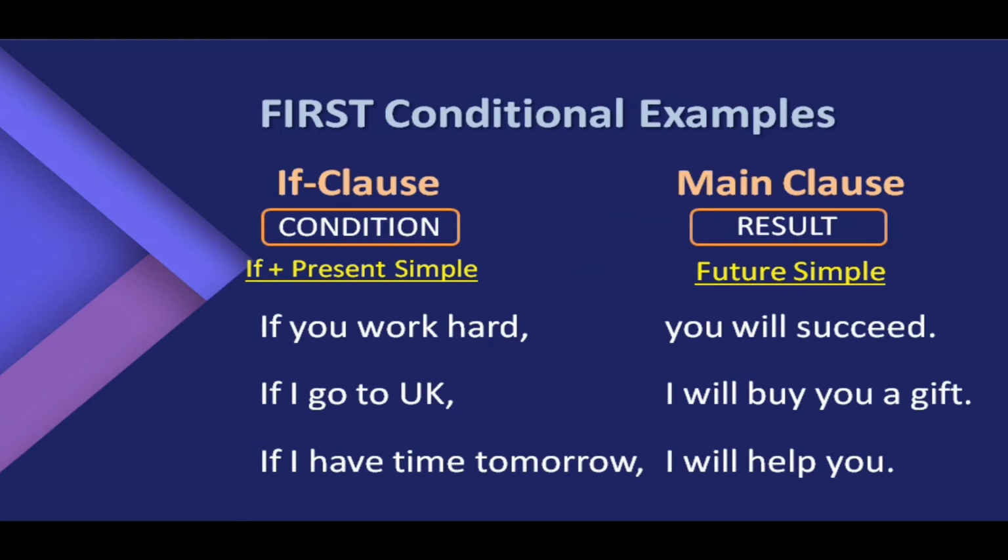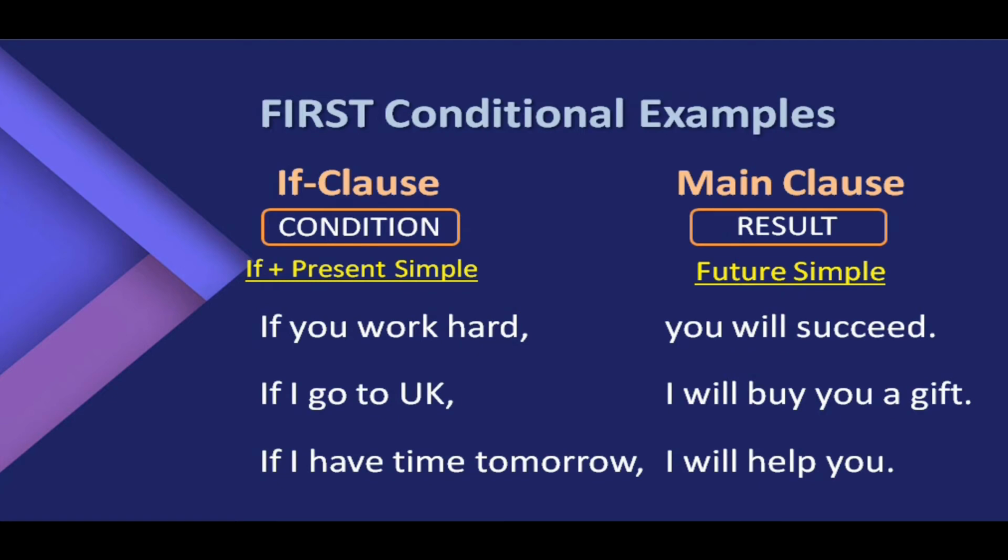Now we have the examples of the first conditional. As I explained, a conditional sentence has two parts. One is called the if clause and the second is called the when clause. In the if clause we have the condition and in the when clause we have the result. Let's see the structure of the first conditional sentence. In the if clause we have if plus present simple, while in the when clause we have future simple. Remember one thing, in the if clause we have present simple and in the when clause we have future simple.